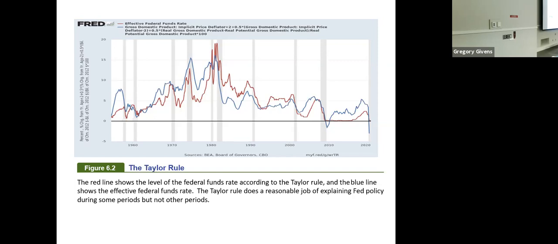For instance, this period between the late 80s and the early 90s, that was the period that John Taylor actually focused on in his paper. The period right before the financial crisis and during the crisis, it was almost perfect overlap between the two. But you'll notice that there are periods where the funds rate and the Taylor rule depart quite considerably. All right, let me draw your attention to the mid-70s. What was happening during the mid-70s? The actual federal funds rate was several percentage points below what the Taylor rule would have recommended in real time.